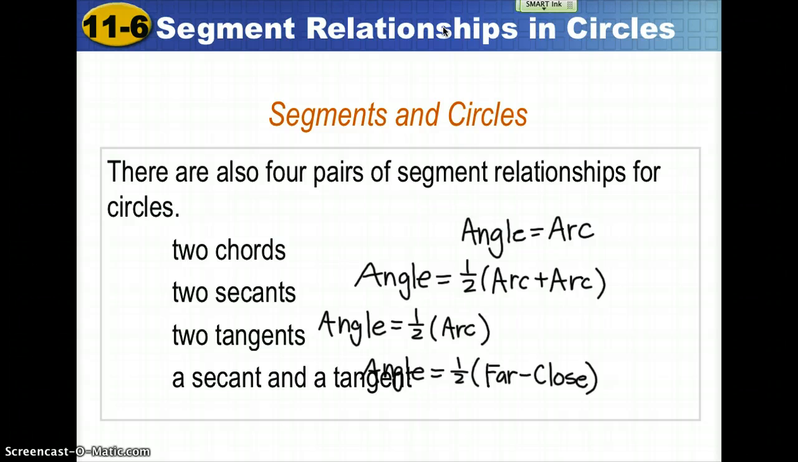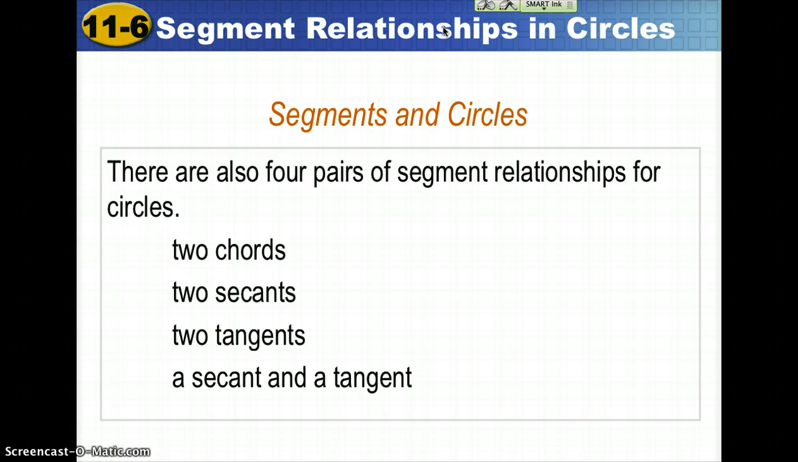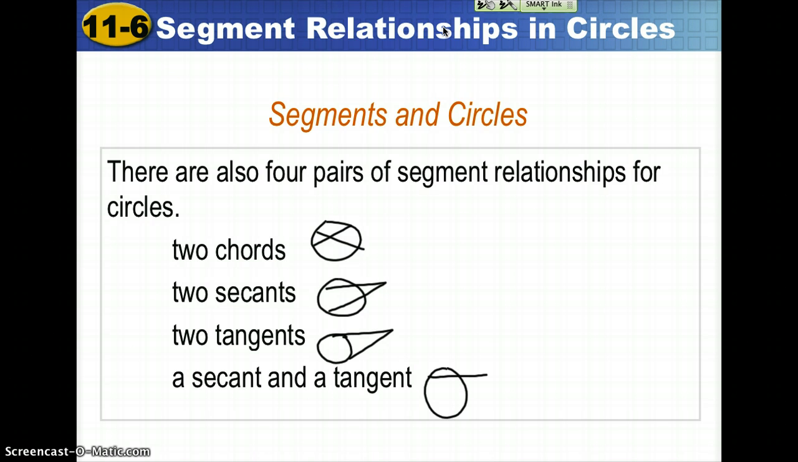Let's get this off of here. Beautiful. Okay, so there are also 4 pairs of segment relationships. Angles and segments kind of go hand in hand for us with circles. We can have 2 chords intersecting in the circle. That might look something like this. Chord, chord, yay. We might have 2 secants. That means we have a segment that touches the circle in 2 places, intersecting with another segment that intersects the circle in 2 places. We could have 2 tangents. We have studied this one once already. And we could have a secant and a tangent. So in that case, we have our secant line, and we have our tangent segment.